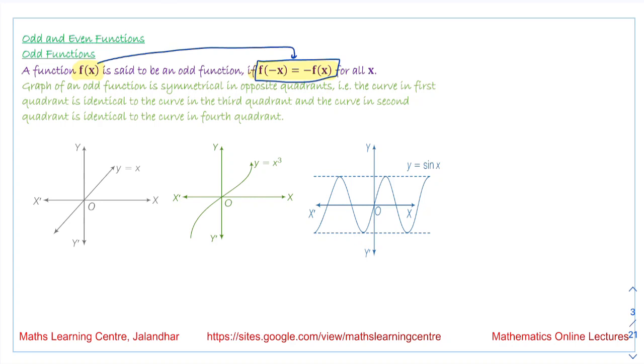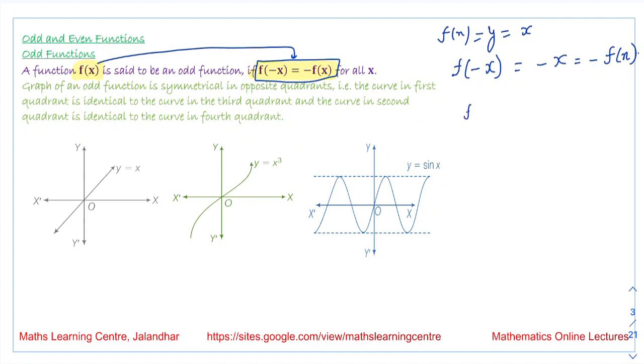So if we talk about the function y is equal to x, or we are saying f(x) is equal to x. If we substitute f of minus x, the answer we get is equal to minus x, and that is equal to minus f of x.